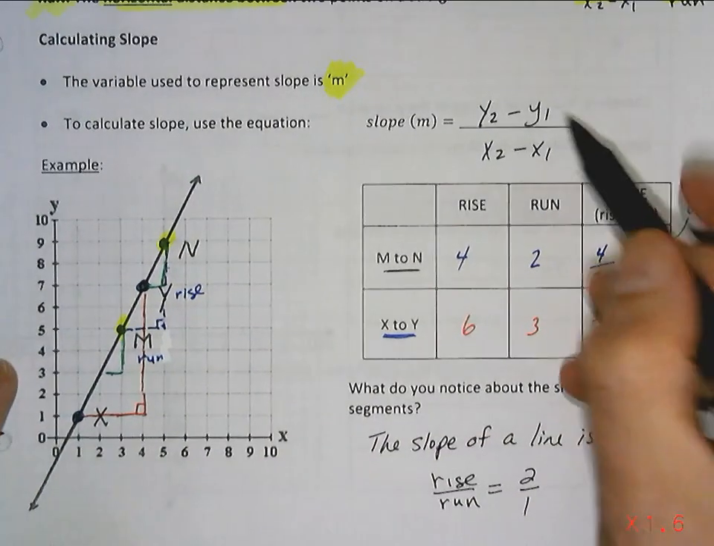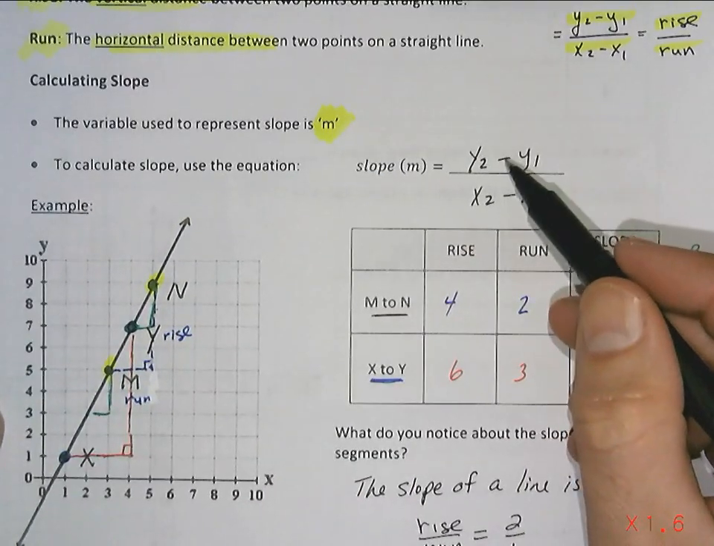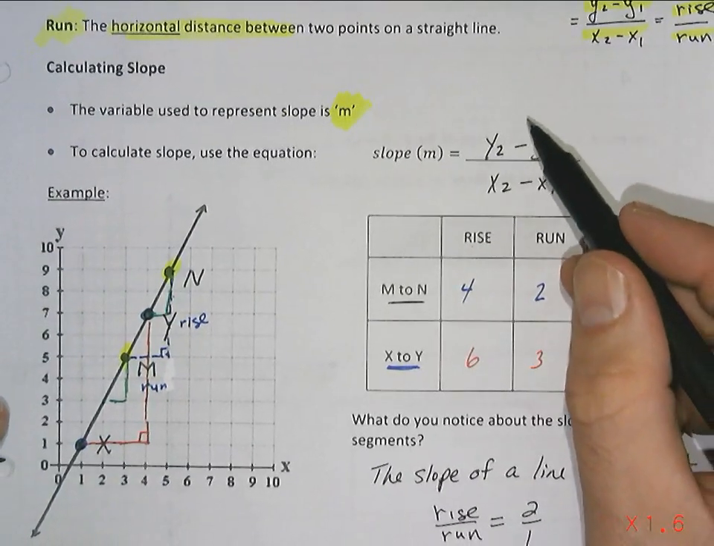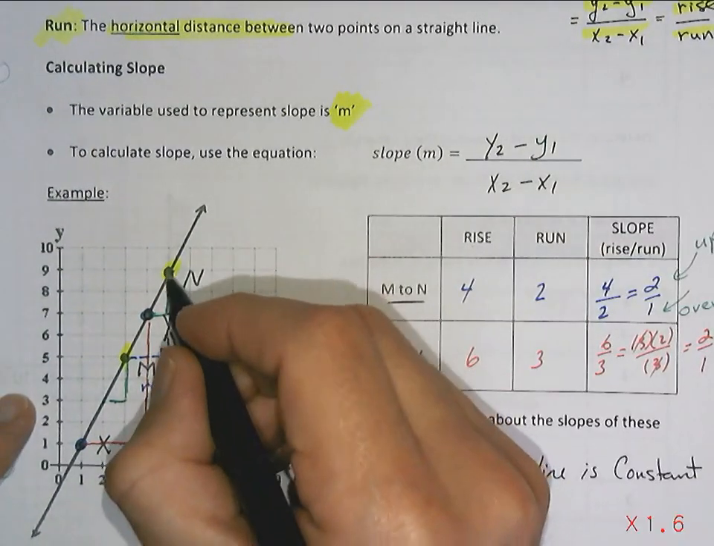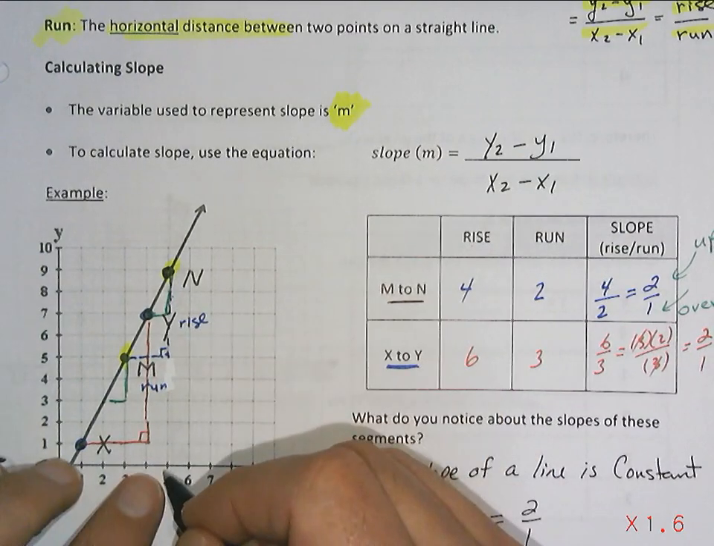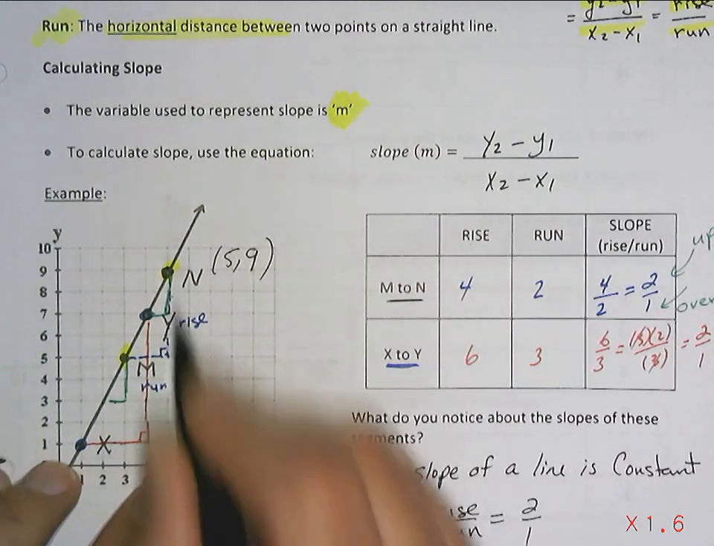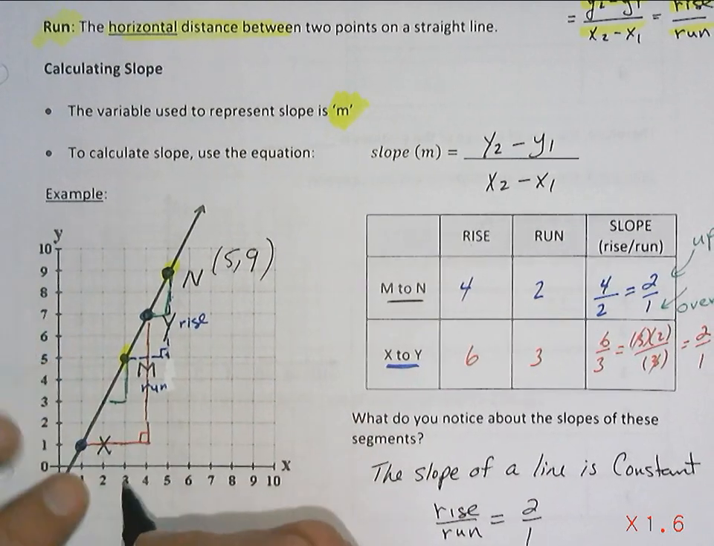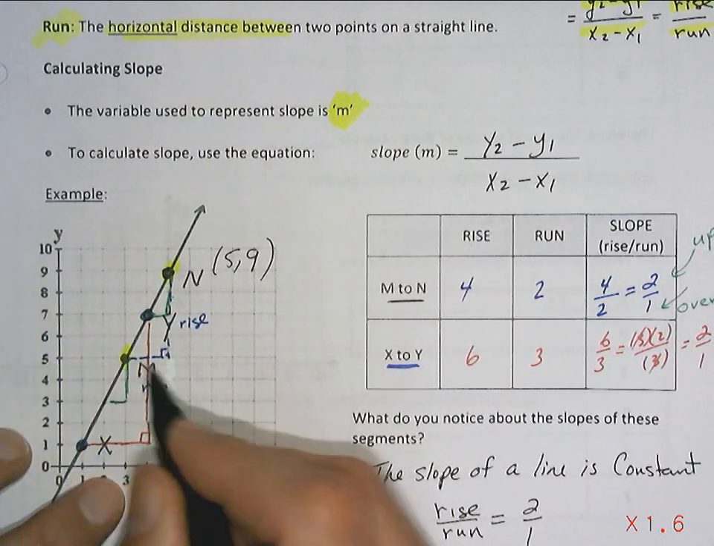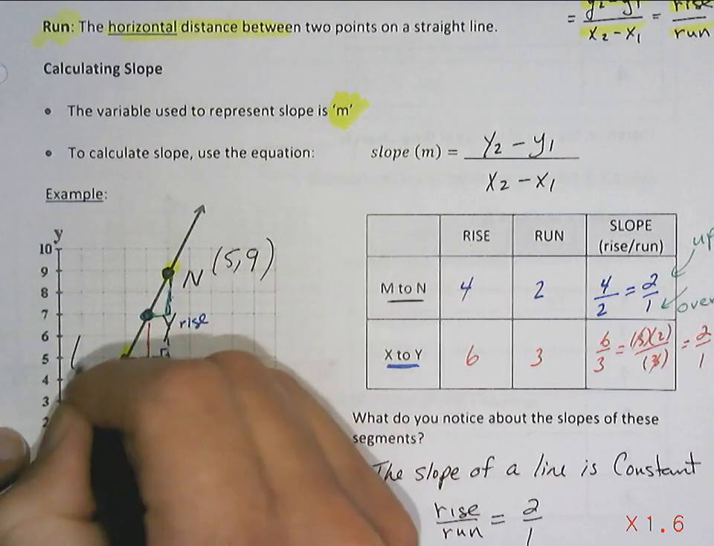Now this formula up here, notice we didn't use it at all. Maybe it would be nice if we used it and I showed you how to use it real quick. What are the coordinates of n? The coordinates of n are 5, 9. Do you agree? And what are the coordinates of m? The coordinates of m are 3, 5.